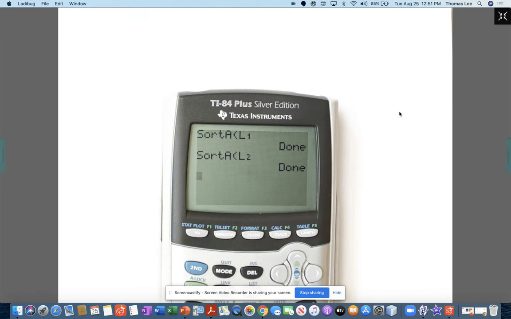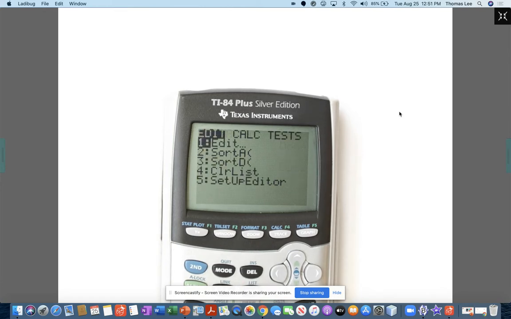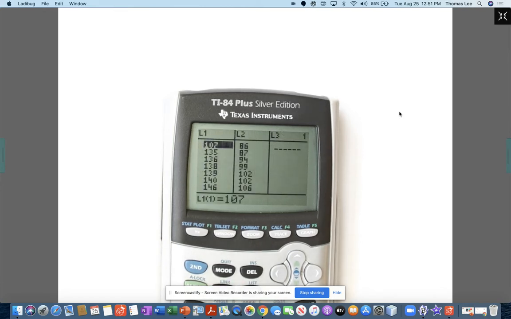I've already entered the data for two lists, and these two lists represent the calories. So if I go to stat edit, my L1 represents the calorie content of meat hot dogs, and then my L2 represents the calorie content of poultry hot dogs.